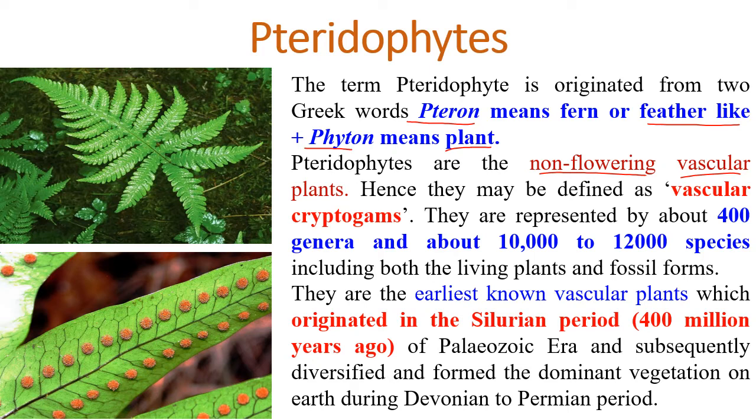They are represented by about 400 genera and about 10,000 to 12,000 species, including both the living plants and fossil forms also. They are the earliest known vascular plants which originated in the Silurian period, that is about 400 million years ago of the Paleozoic era, and subsequently diversified and formed the dominant vegetation on Earth during the Devonian to Permian period.